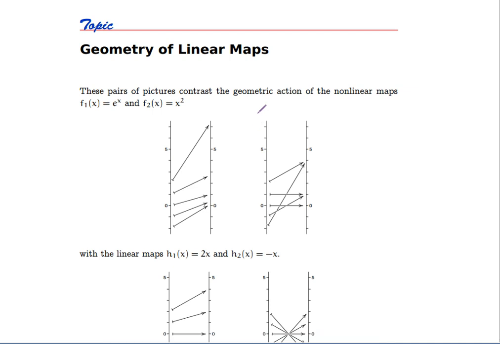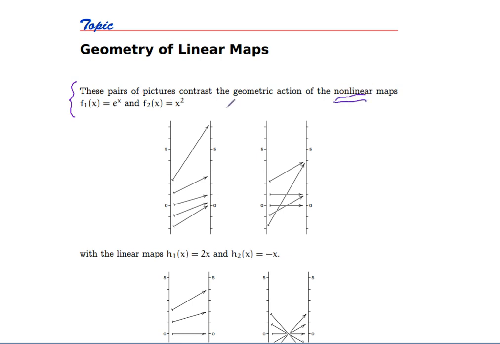And remember, a linear map is associated with a matrix. So whenever you apply a matrix to vectors, it transforms those vectors. And this section shows you geometrically what happens to the vectors when you multiply them by a matrix. Okay, so by comparison, let's see what happens to elements that are acted on by a nonlinear map.